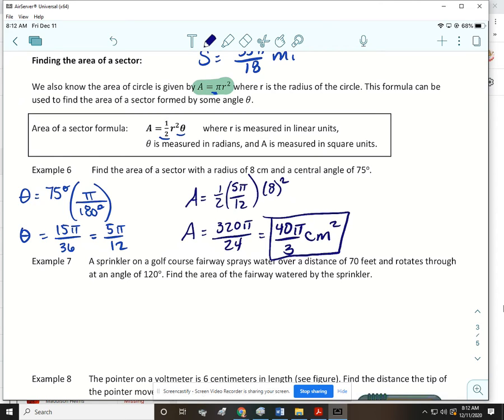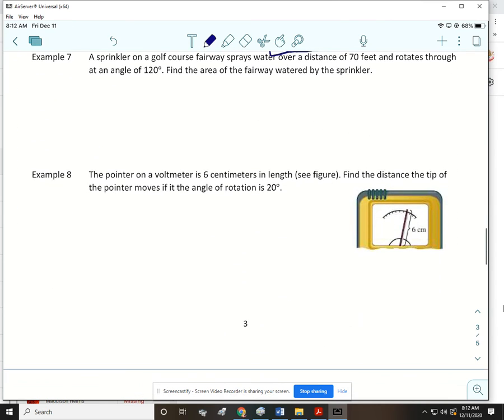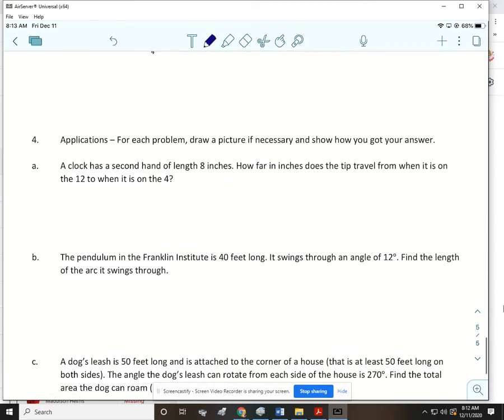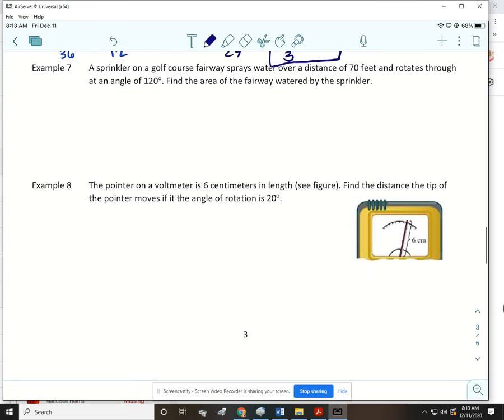All right, and then I do have a couple of application problems on here. So your application problems on your assignment are kind of mixed up. It's not like this one you do arc length, this one you do area. You have to read it and figure it out, but it's not too terrible to figure out.